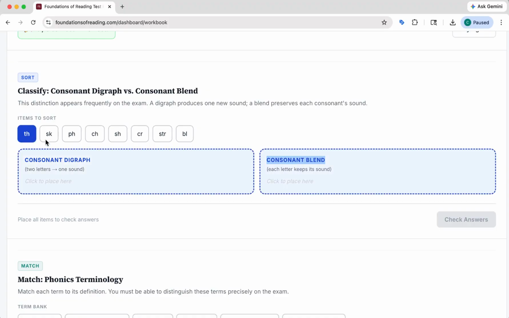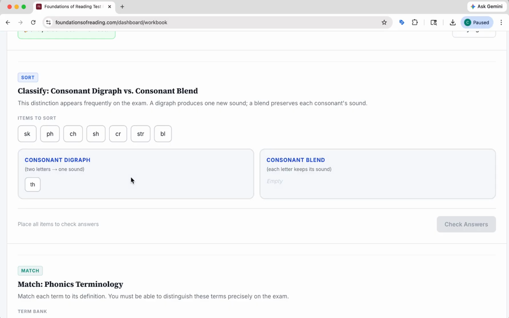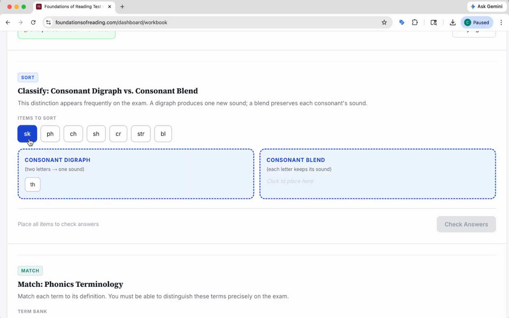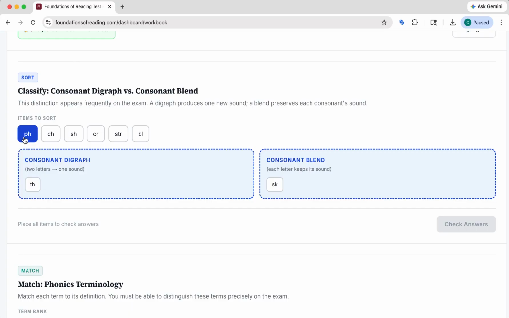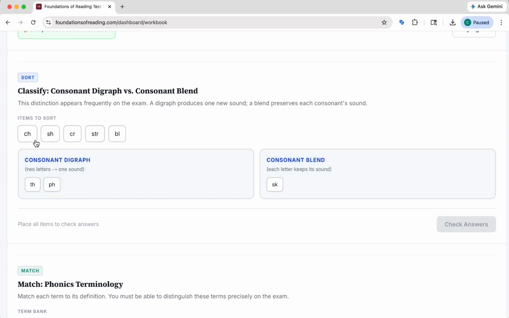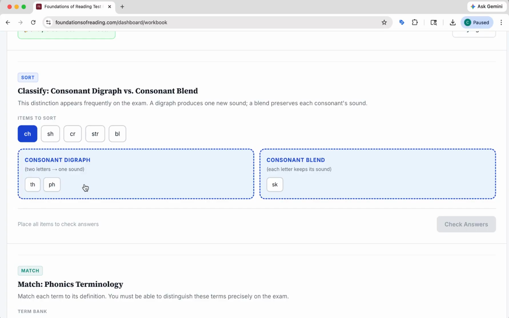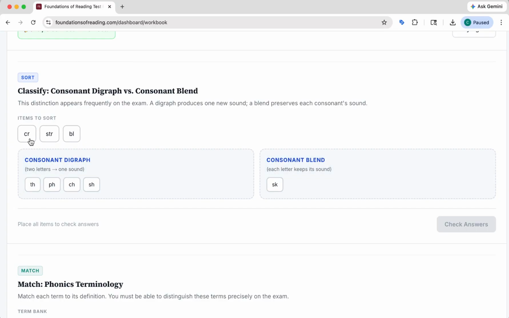We have TH. I'm going to put that with consonant digraph. SK, where does SK go? Think about it here. Each letter keeps its sound, like skateboard. Okay, there we go, SK. And PH. Now think phone, right? Is there one sound, or are there two? Phone goes with it. It's a digraph. CH, chair, 1. SH, 1. CR, 2. Critical.